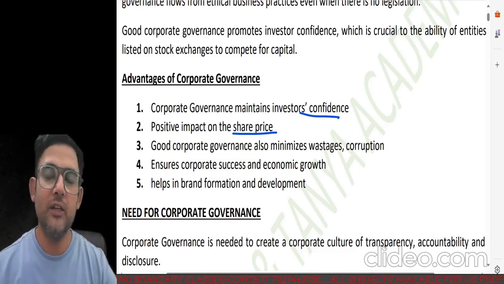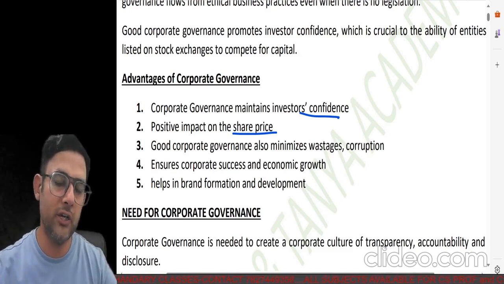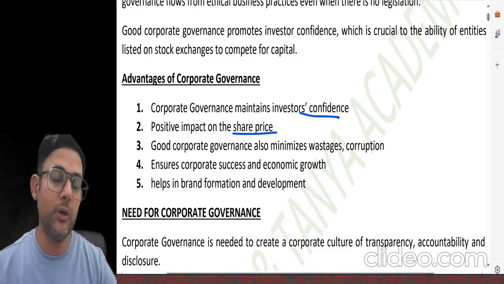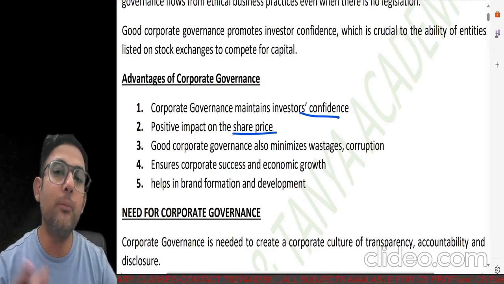because at the end of the day, there are two things: one is principal, the amount you invest, and the other is dividend. People invest in the stock market so that the share price can increase, and they also get dividend. But when there's some corporate scandal and the market is falling, nobody actually cares about dividend. People think that they should get their money back.